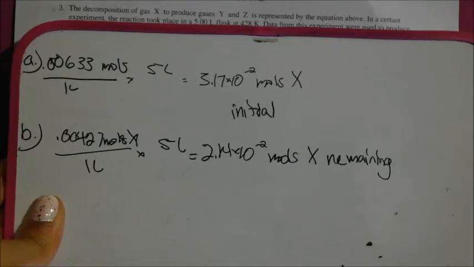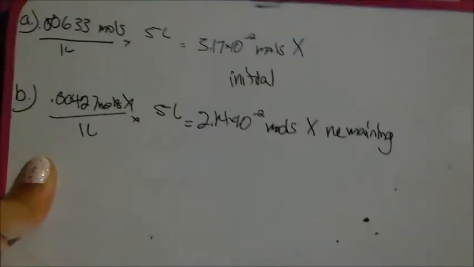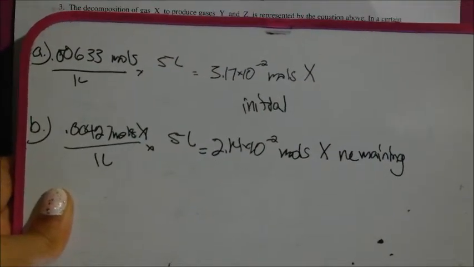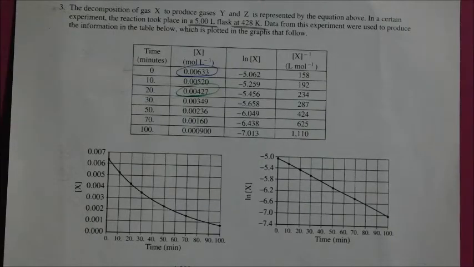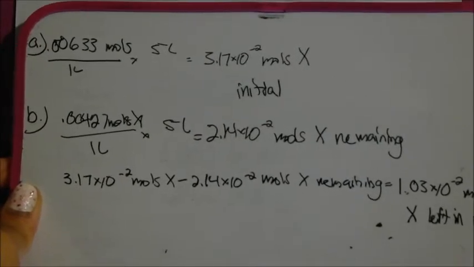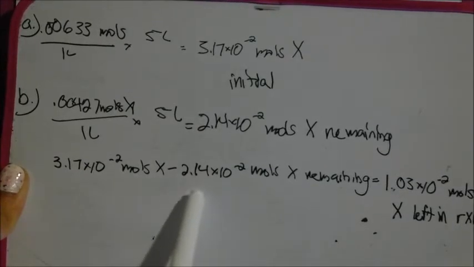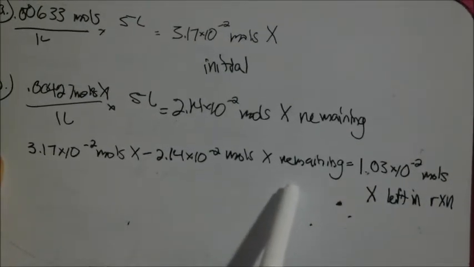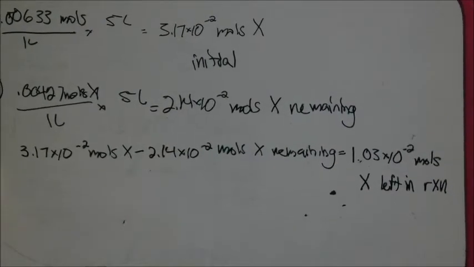And you should get something like this for part B. So I took the 0.00427 moles of X at the 20 minutes and multiplied all that by 5 again and got 2.14 times 10 to the negative 2 moles of X remaining. But we're not done yet with that question. What it's asking is for molecules of Y. So what you would do is take the number that you got in part A, which is your 3.17 times 10 to the negative 2, and subtract from it 2.14 times 10 to the negative 2 moles of X remaining at that point, and you would get 1.03 times 10 to the negative 2 moles of X reacted in the reaction.